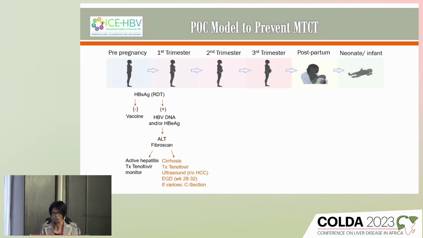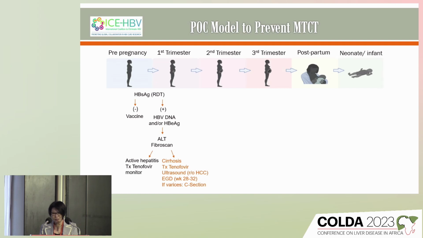This and the subsequent couple of slides, I would like to offer a potential point-of-care model to prevent mother-to-child transmission. With the availability of the rapid diagnostic test and also lab-based ELISA tests, all the women of reproductive age and women in early pregnancy should undergo surface antigen screening. Those who test negative should receive vaccine.